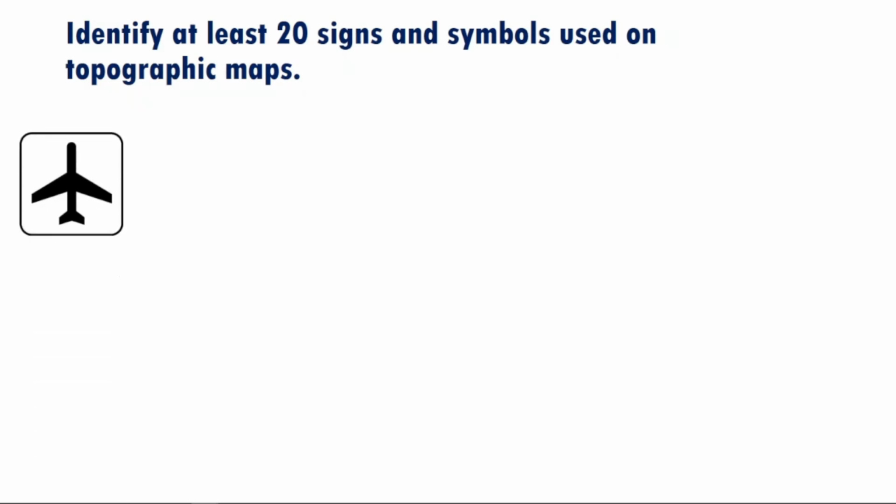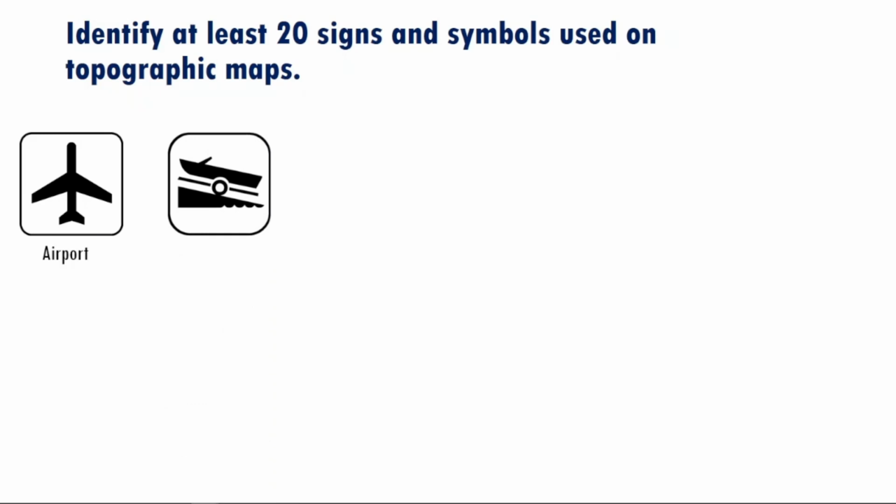Do we know what this sign is? If you know it, write it down, and let's see how many you will get at the end of the 20. Here we have an airport. So when you see a sign on a map like this, it tells you that there's an airport in that area.